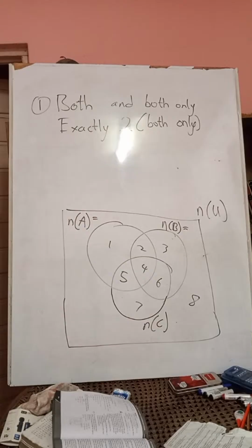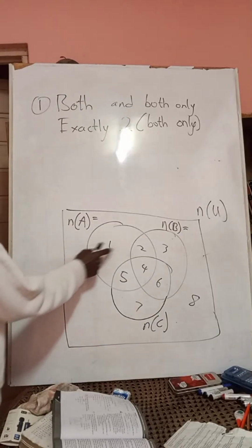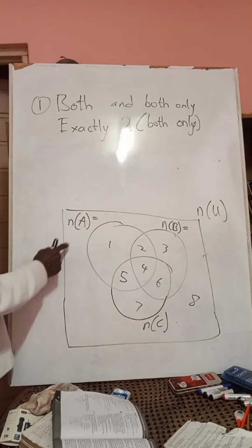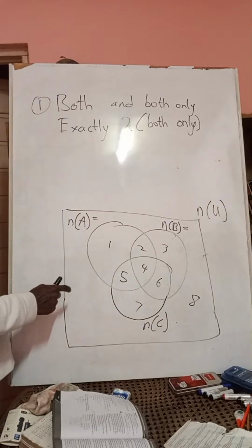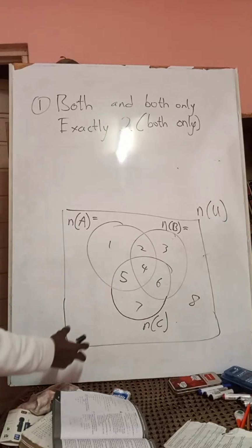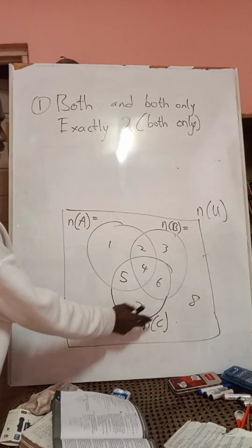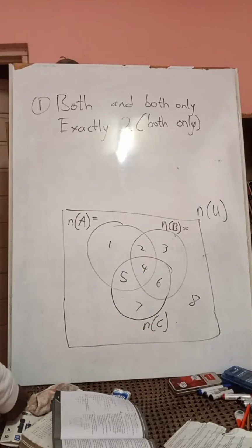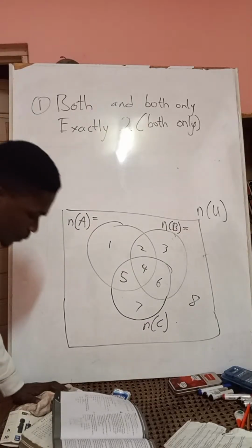Good one there. So it will be regions 1, 2, and 3. Those who study A and B, but not what? But not C. So you will take this one from it. You will take the C and then the outside one from it. That's it. This is simple.